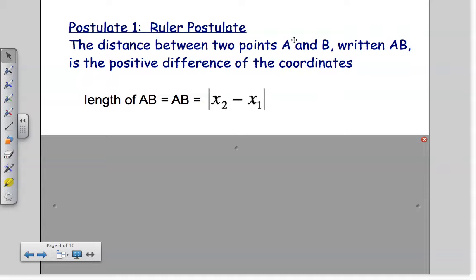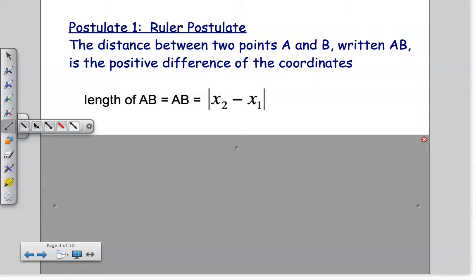Now remember, what does difference tell you to do? Difference tells you to subtract. Notice that it says positive difference. Positive, which is why we have absolute value around the x sub 2 minus x sub 1, because absolute value, of course, makes things positive. Difference, we are subtracting the coordinates.